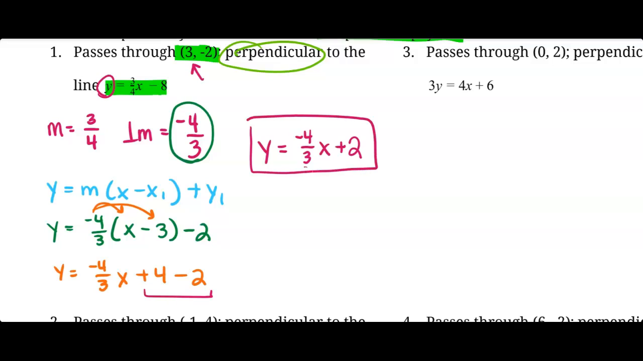You can look and see -4/3 and 3/4 are opposite reciprocals. Even if the y-intercepts were the same, that would be fine. That would just be where they were intersecting. So we are all finished.